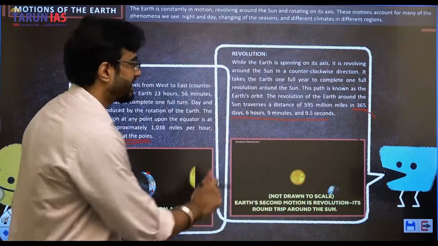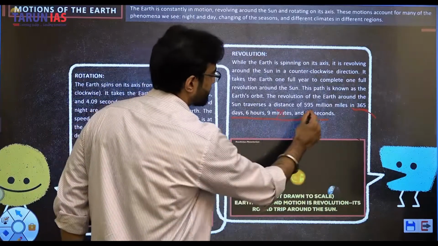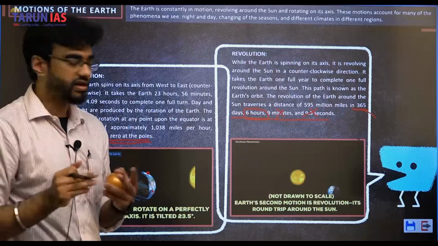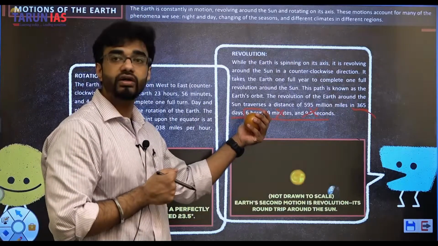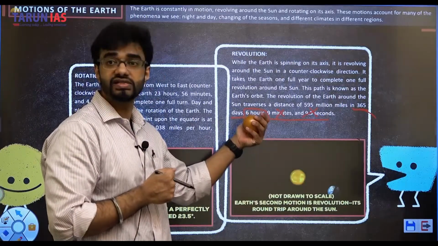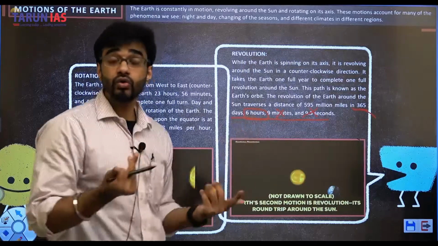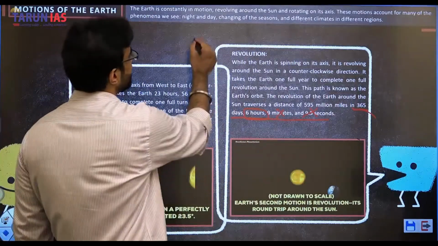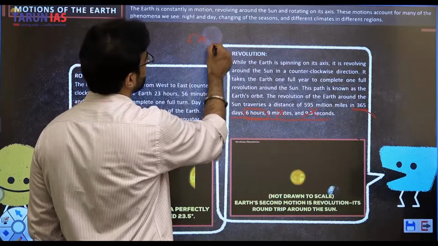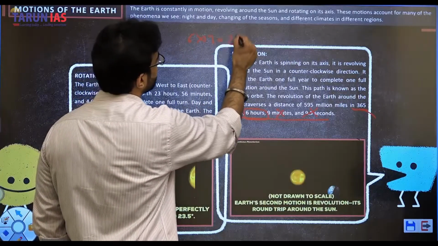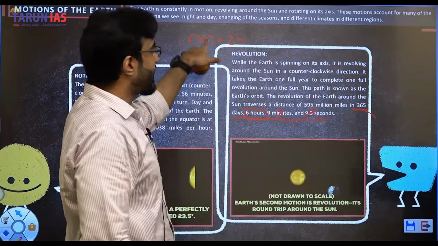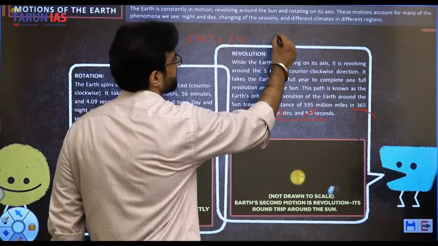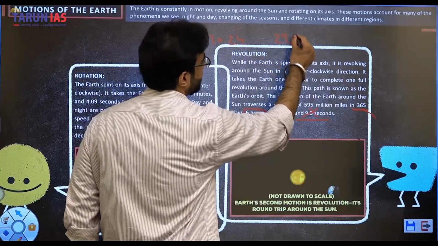So you see that if we forget about these 6 hours, every year we are neglecting an additional 6 hours. So how do we manage this addition? Where do we adjust these 6 hours? Since 6 into 4 is equal to 24, every fourth year is a leap year. That is why February has 29 days every leap year.